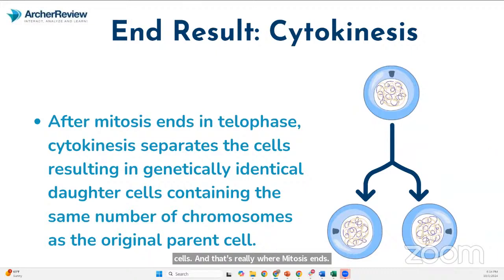Finally, a process known as cytokinesis separates those two cells into two separate cells. And so our end result of cell division is two genetically identical daughter cells containing the same number of chromosomes as the original parent cell, and they're identical to the original parent cell. And these are somatic cell divisions. This is the body cells. Everything but sex cells undergo mitosis.